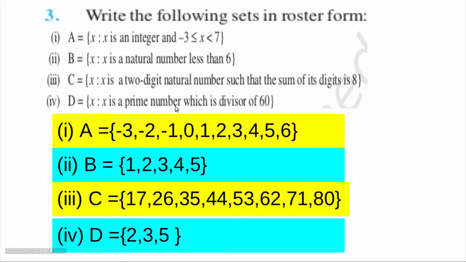4 is not a prime number. 5 is a factor of 60. Therefore we can take 5. Then the next prime number is 7. 7 is not a divisor of 60. The next number is 11. That is not a divisor of 60. Then 13 is not a divisor. 17 is not a divisor, and so on. Therefore the answer is D equal to the set 2, 3, 5. This is the answer. So what we have to do is identify what x is.